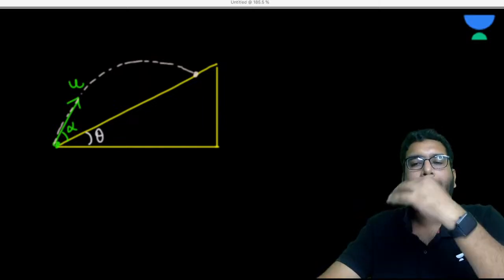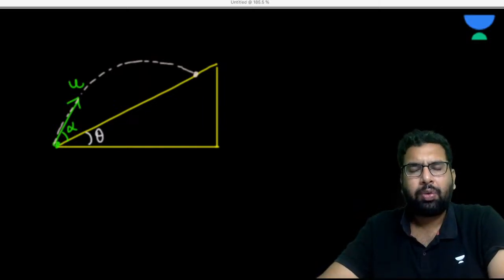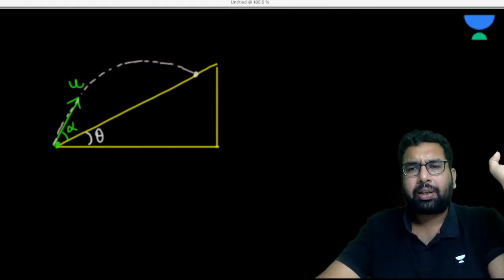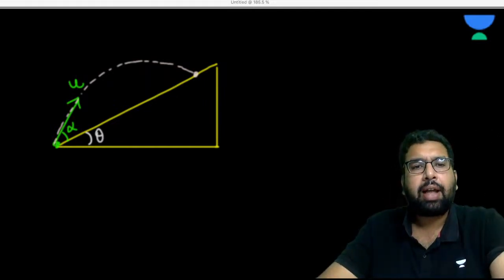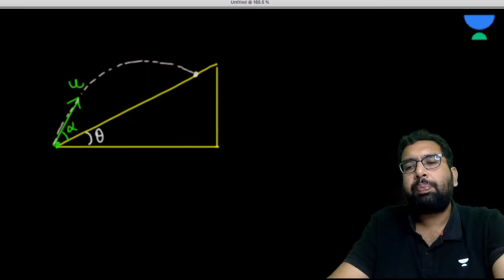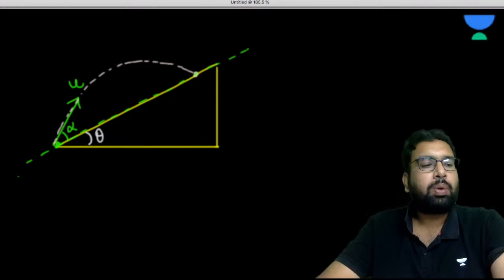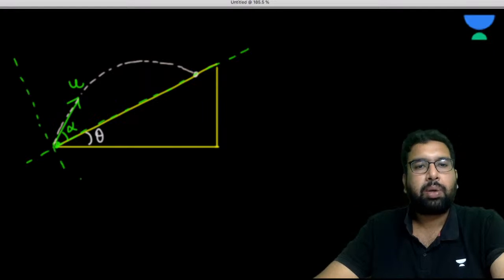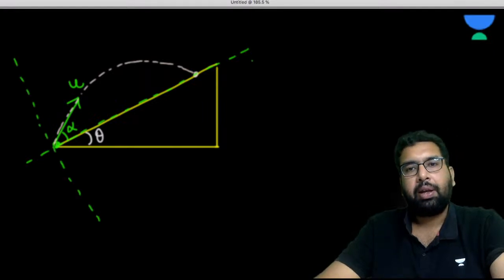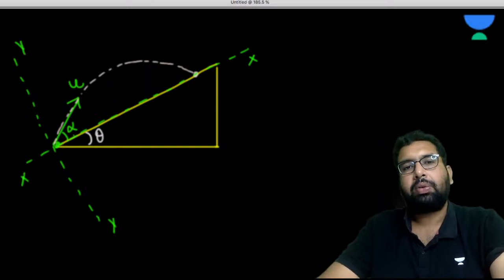Whenever you find an inclined surface, I always advise that you forget about x and y. Consider the axis which is parallel to the inclined surface and the axis which is perpendicular to the inclined surface. So let's suppose this is x and this is y, and this is thrown at an angle of alpha.